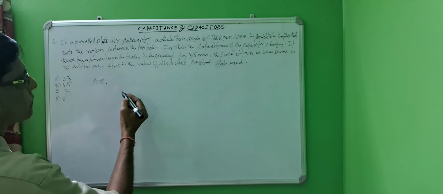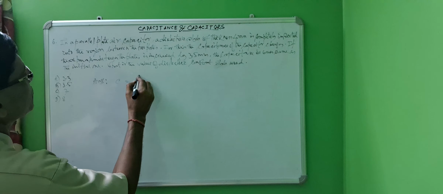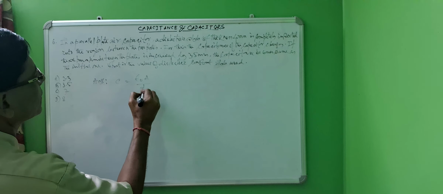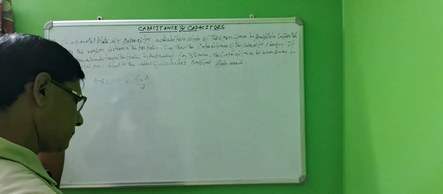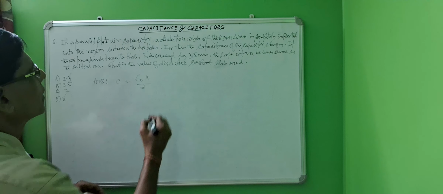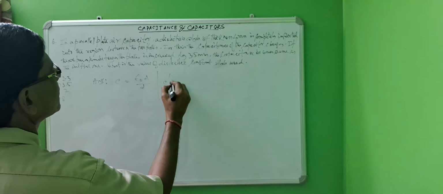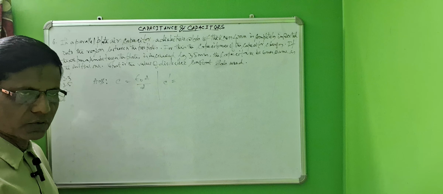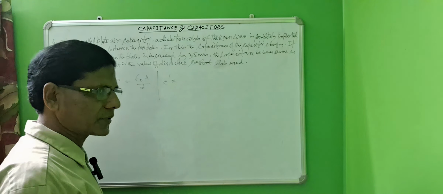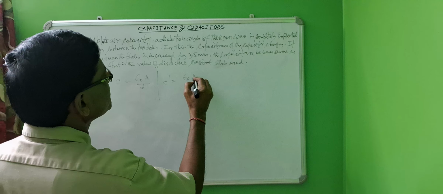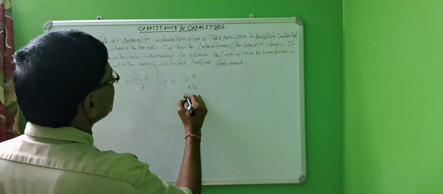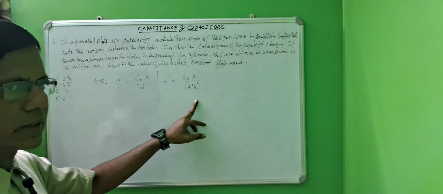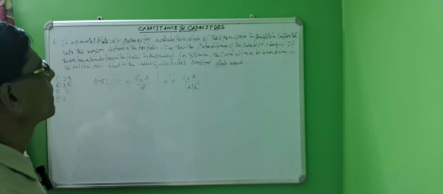We have C equals epsilon 0 A upon d for the air capacitor, and for the capacitor with the dielectric slab used, we can write this as epsilon 0 A upon d upon K, where K is the dielectric constant of the slab used.